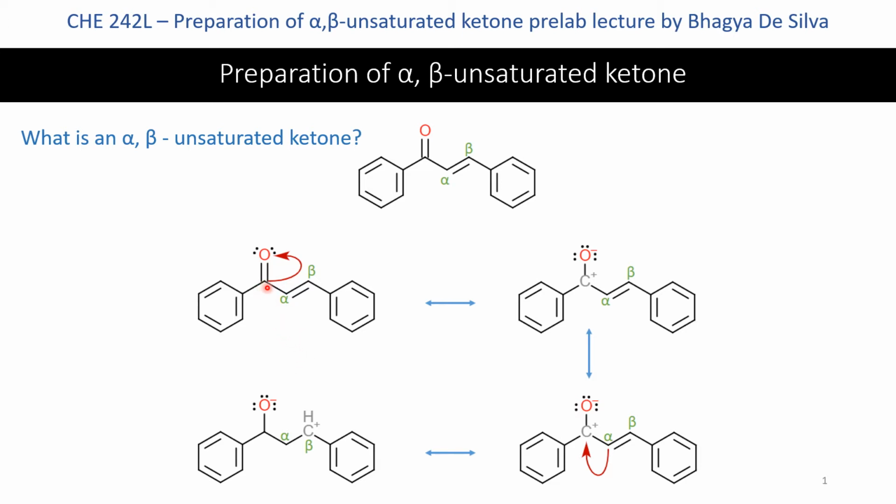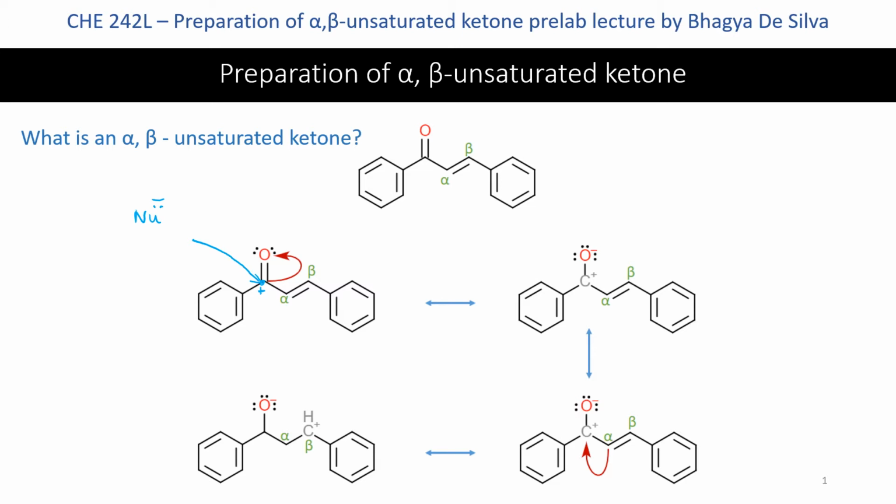Usually we see that the electrons shared in the carbon-oxygen double bond can shift towards oxygen and give a lack of electrons, or a small positive charge, to the carbon in the carbonyl group. And usually that is where we would see a nucleophile addition occurring.